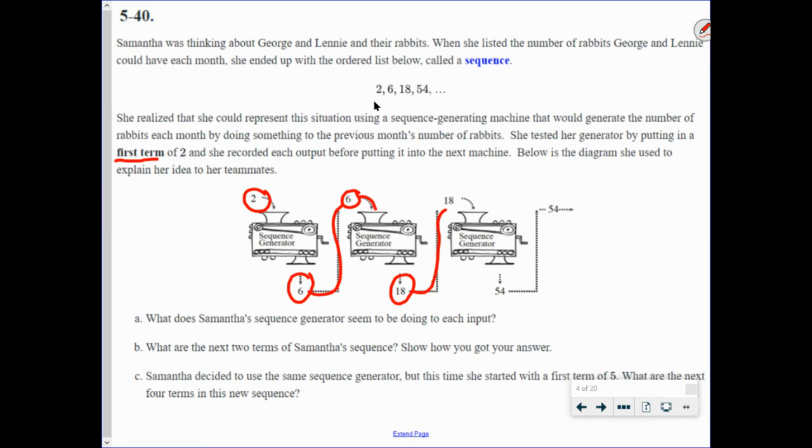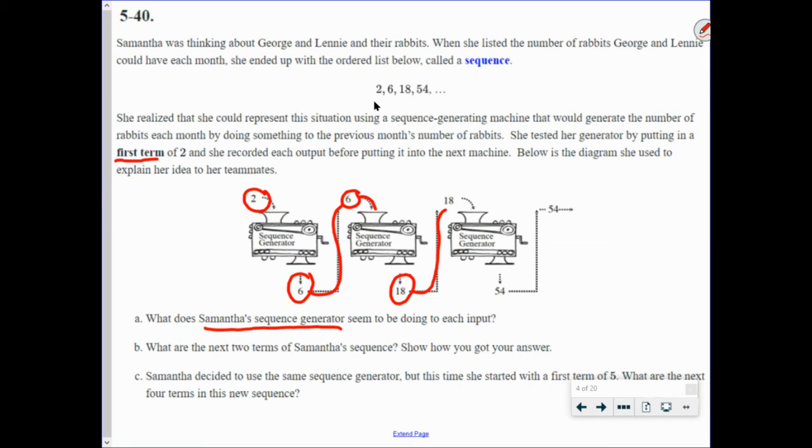Okay, so I'm hoping you had something to the extent of: Samantha's sequence generator is multiplying the input by 3. Okay? You should have that as a complete sentence. Samantha's sequence generator seems to be multiplying each input by 3. Okay? So letter B, what are the next 2 terms of Samantha's sequence? Show how you got your answer. So please, again, pause and answer question B.